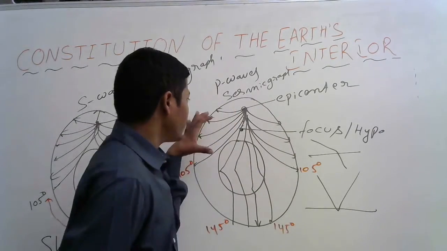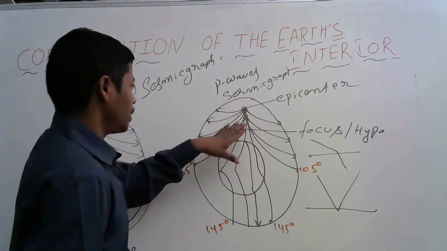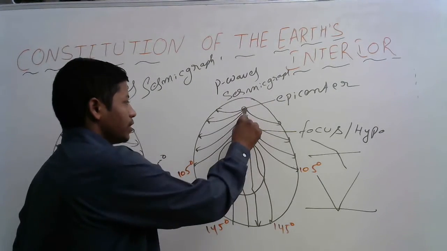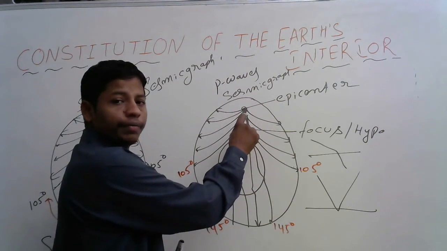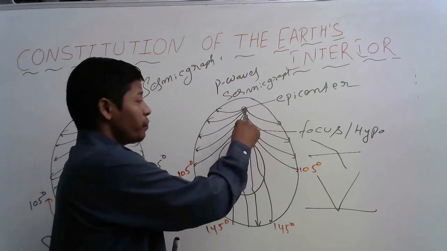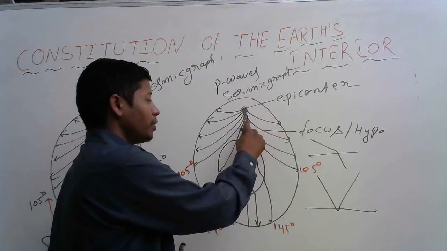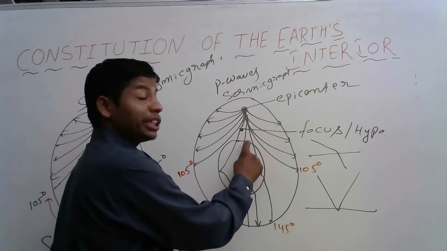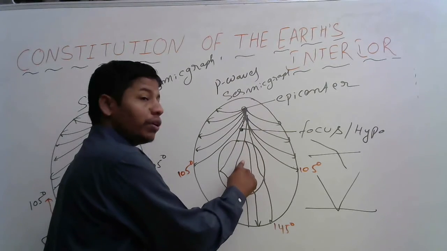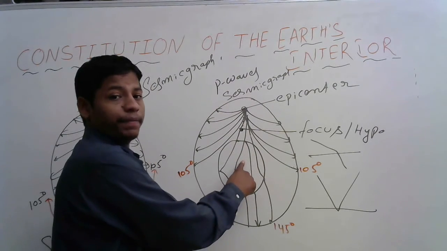So P waves are used. This is the earth, suppose the earth's origin point. This is the crust. When entering the mantle, the P wave velocity is highest. When P waves enter the outer core, velocity decreases. When entering the inner core, velocity rises.